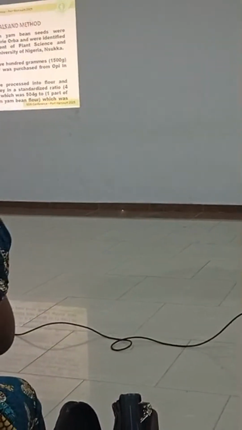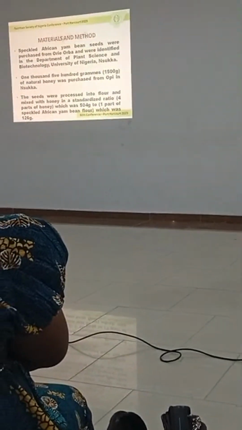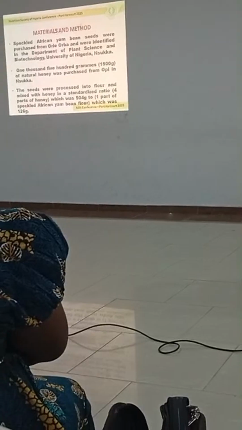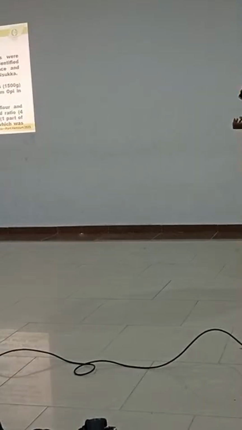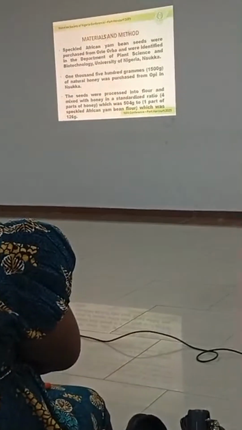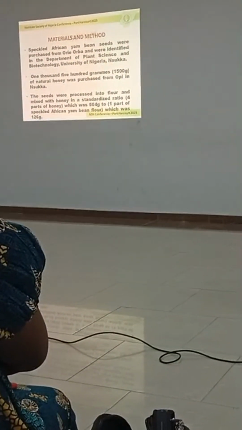The materials and methods. The seeds, speckled African yam pea seeds, were purchased from Oriel by Isuka and identified at the Department of Plant Science and Biotechnology. Then the natural honey, 1,500 grams, was purchased from OP, still in Isuka. Now the seeds were processed into flour and mixed with honey in a standardized ratio, meaning 4 parts of honey, which was 504 grams, to 1 part of the flour, which was 126 grams.